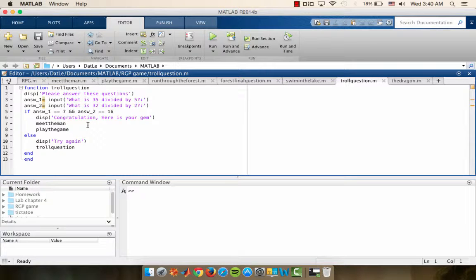The troll question contains a compound condition separated by the 2 and signs. If you get the answer wrong, it will tell you to try again, and it'll return you back to this troll question.